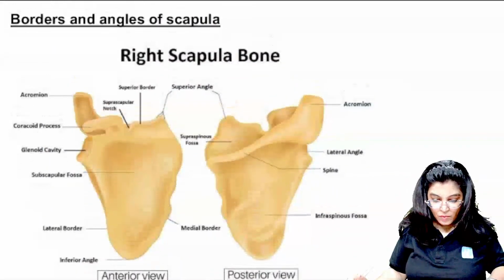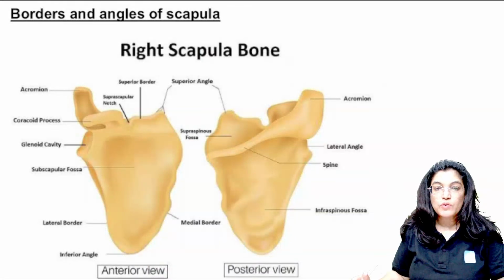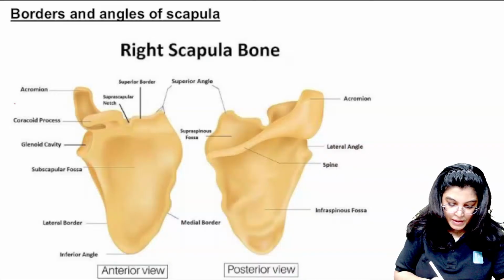Now, one more image where you can see the angles. You can see the anterior and posterior view of the scapula. You can see the acromial process very nicely.